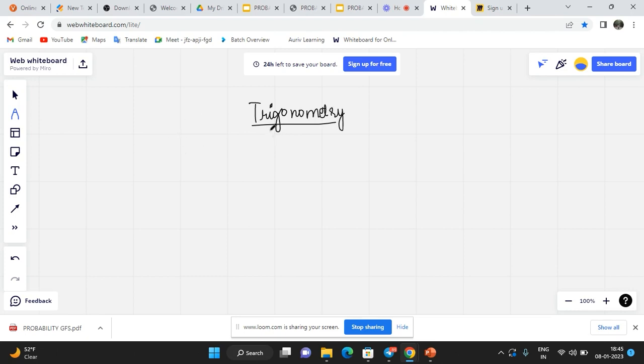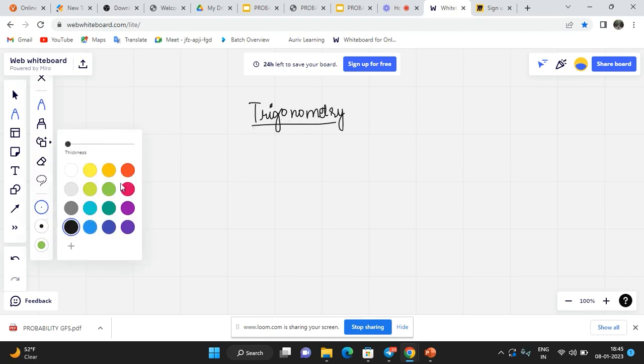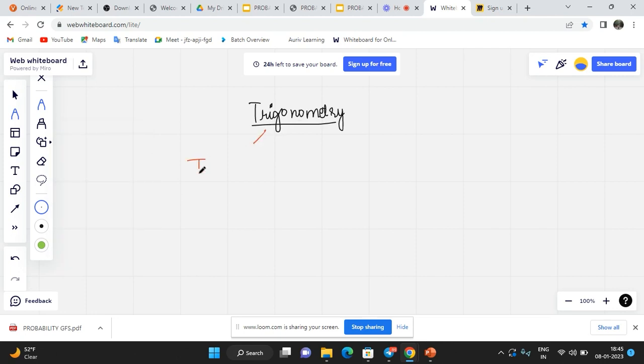Now, as you know, the name suggests trigonometry. The name consists of three words: first is tri, then gon, and then metry, or you can say metron. These three words mean: tri means three, gon means sides, and metron means measure.